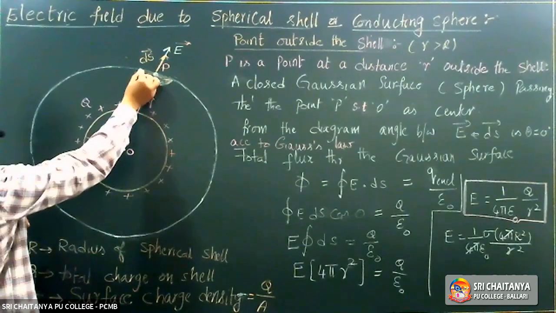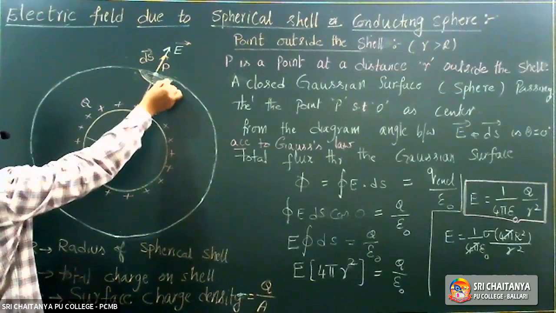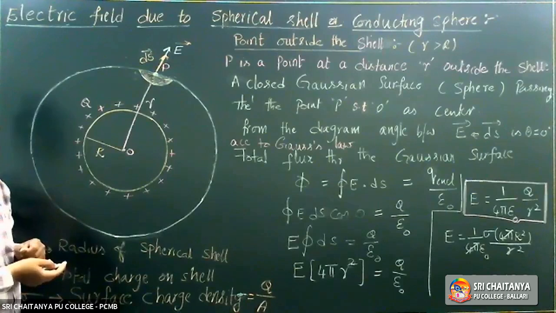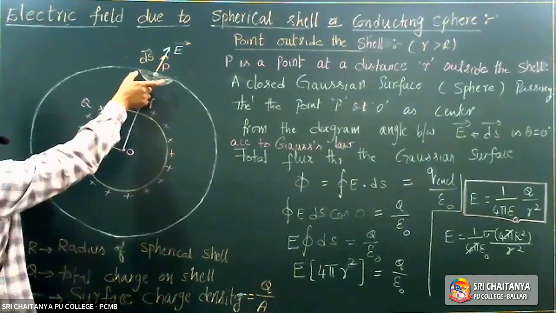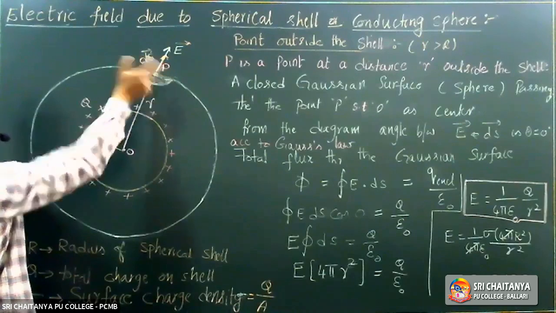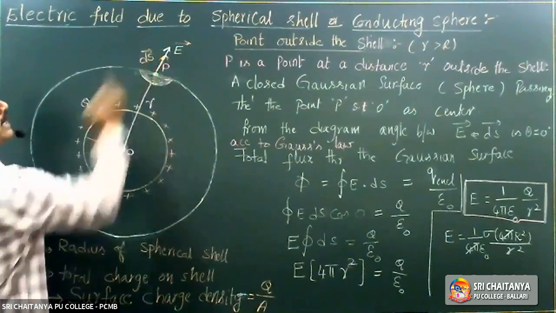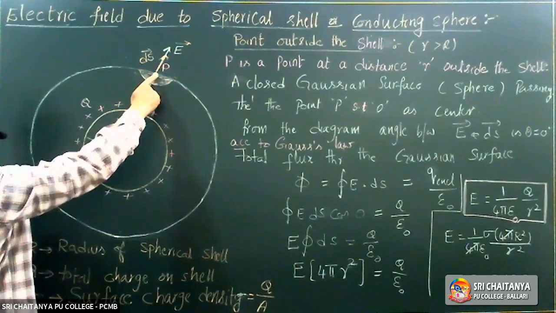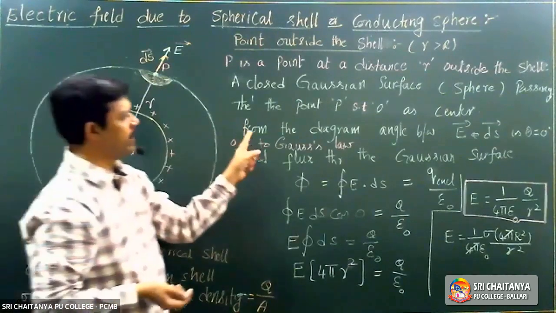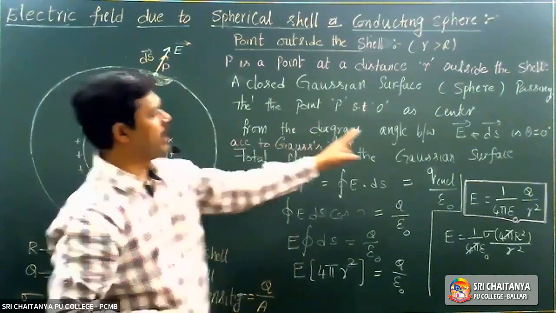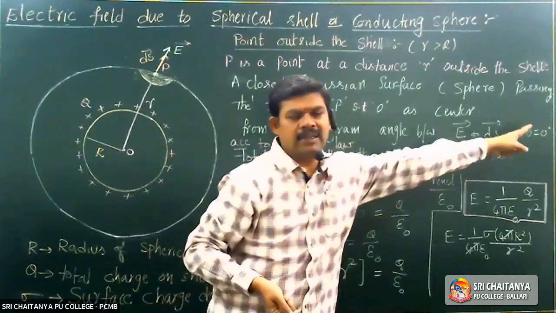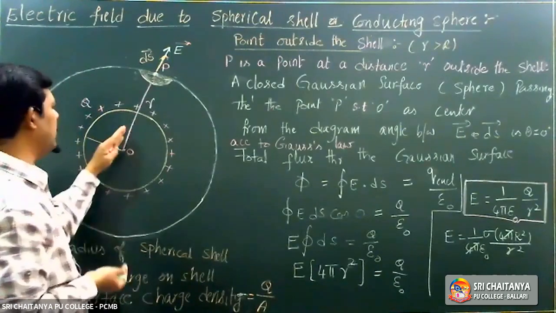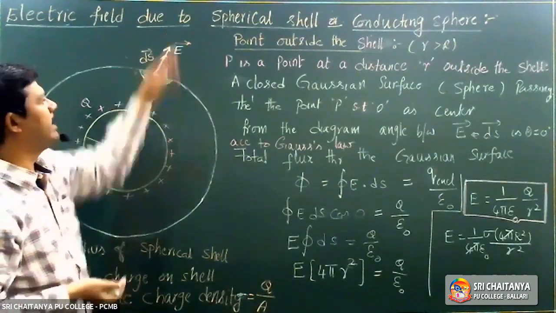Then what is the next point? Take a small surface element on that Gaussian surface. Assume it is divided into small elements. ds is one such element at the point P. So draw the area vector ds. See what is the angle between field vector and area vector at that point. So at that point, the angle between E vector and ds vector is 0. Why? Both are parallel along the radius vector.